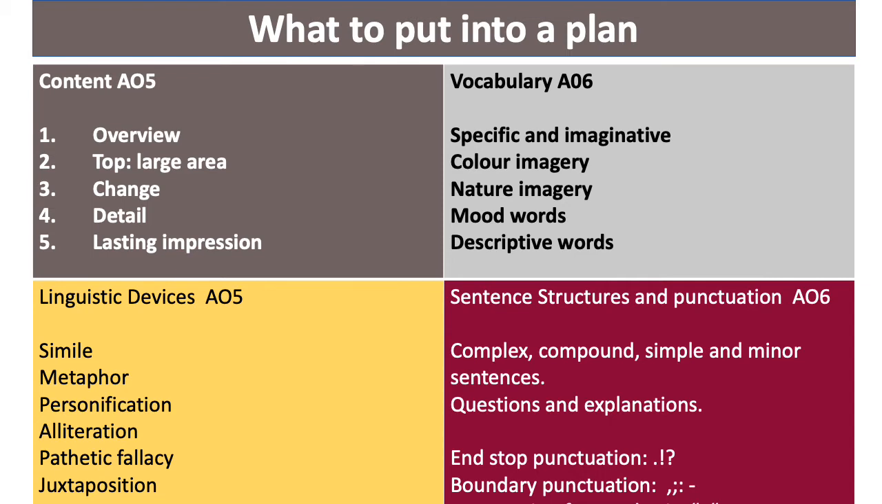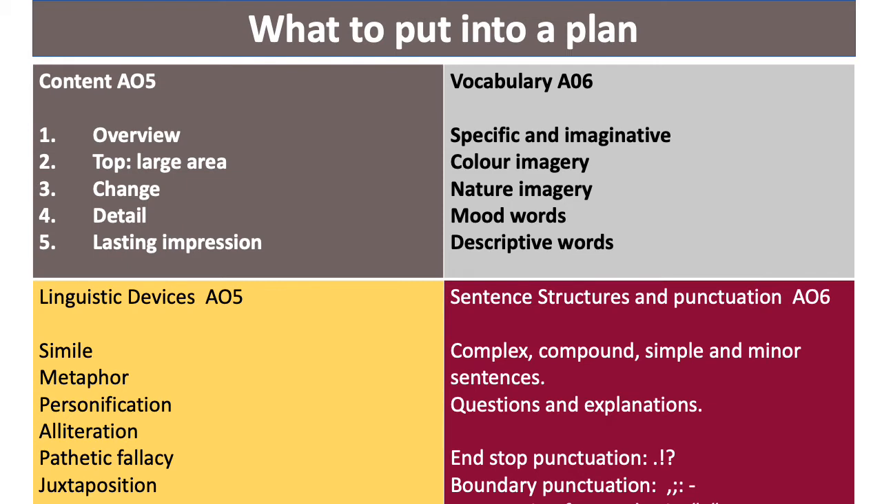Now, as you can see on the screen, you have two assessment objectives addressed here. On the left hand side is content, organisation and linguistic devices. That's AO5, remember, 24 marks. And on the right hand side you have your vocabulary, sentence structure, punctuation, and of course don't forget spelling. That's AO6, that's worth 16 marks. On this slide I'm going to talk you through AO5.